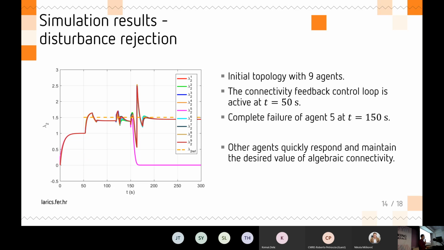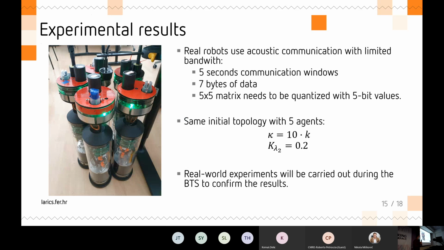Finally, we also have a simulation of what happens if one of the agents completely fails to communicate with others. So you can see here that at around 150 seconds from the start of the experiment, we simulate a complete failure of agent 5. The overall lambda connectivity drops sharply, but then other agents soon discover that this agent stopped communicating with everybody else, so they kick it out of the group and then reassemble the links to maintain the desired connectivity levels.